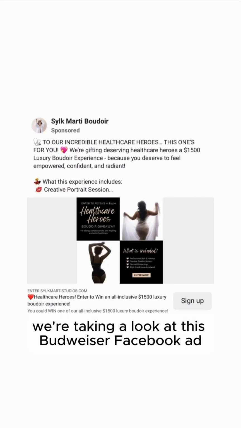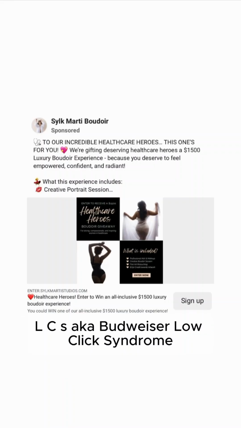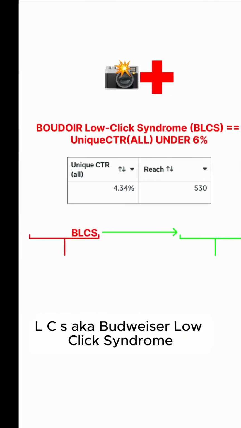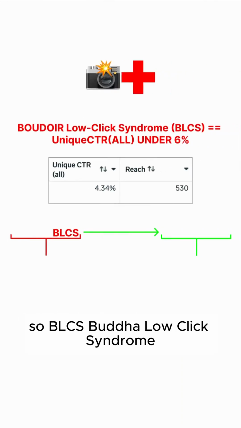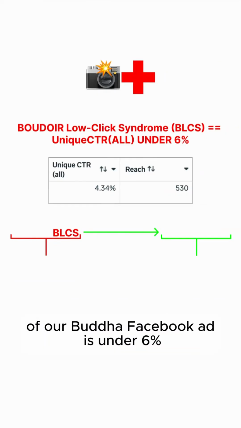All right, y'all, we're taking a look at this Boudoir Facebook ad. We're going to diagnose it if we believe it has BLCS, aka Boudoir low click syndrome. So BLCS, Boudoir low click syndrome, is when the unique CTR on all of our Boudoir Facebook ads is under 6%.